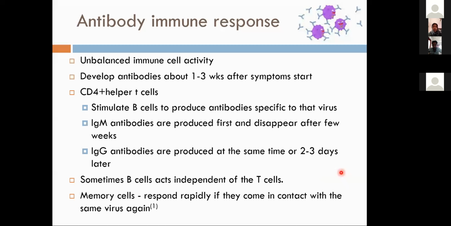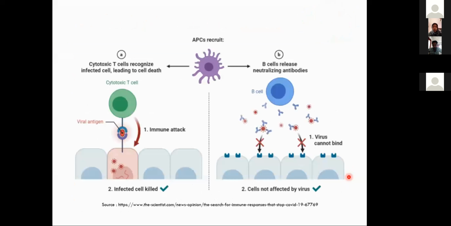IgM antibodies are produced first and disappear after a few weeks, while IgG antibodies are produced at the same time or 2 to 3 days later. How do the T cells act? The cytotoxic T cells will recognize the infected cell, leading to an immune attack, finally getting the infected cell killed.